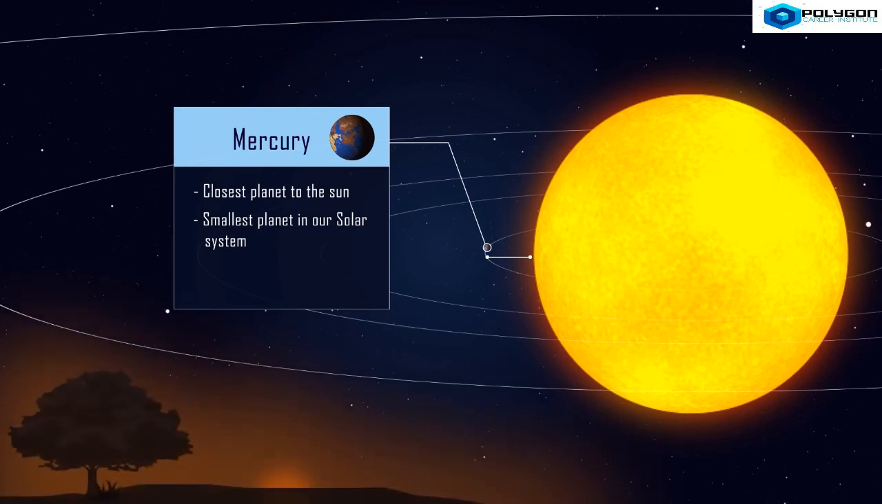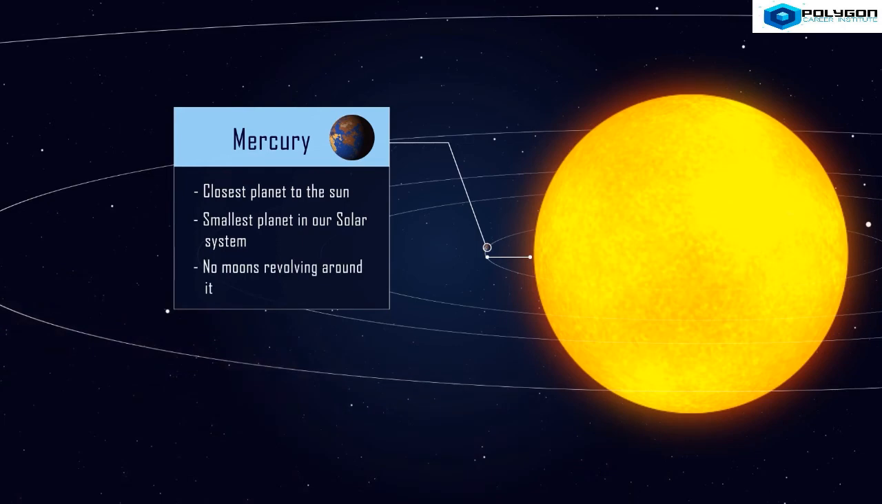Just wait for the sunset or sunrise time near the horizon and you'll be able to catch it fully. Just make sure there are no buildings or mountains in the way. There are no moons revolving around Mercury.